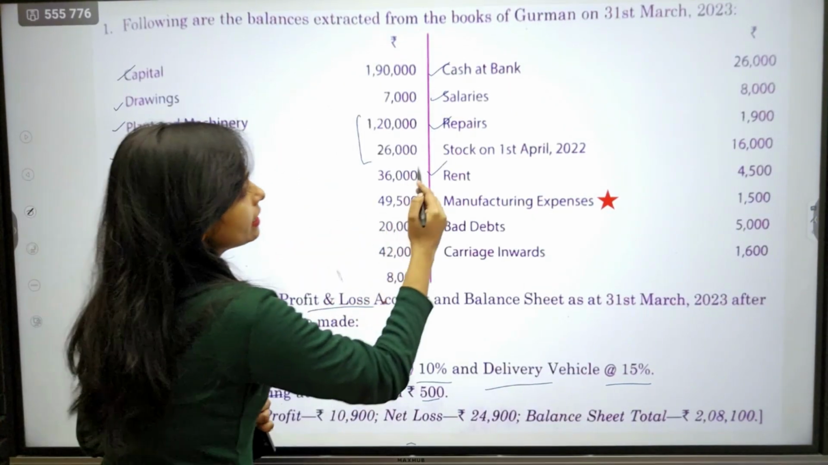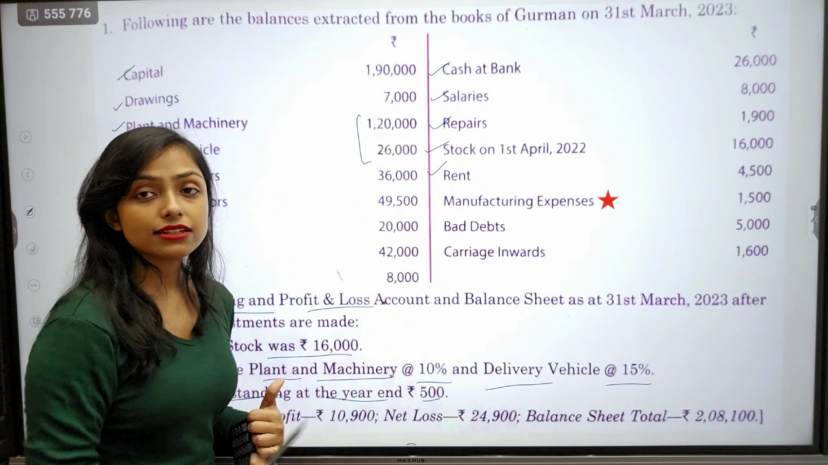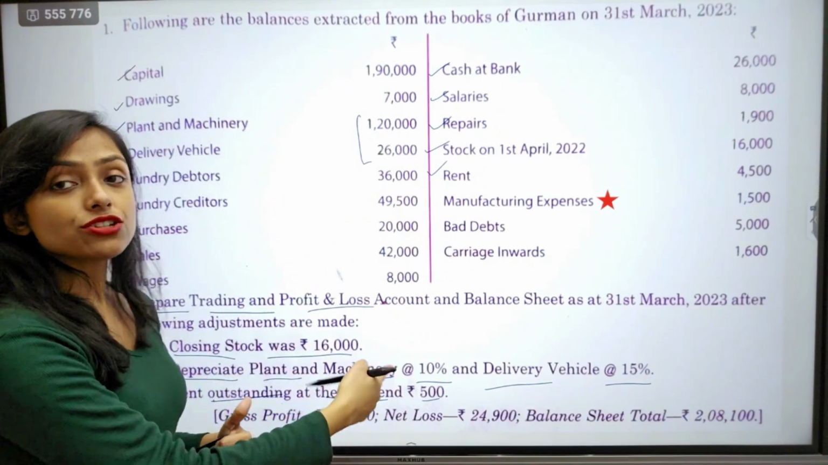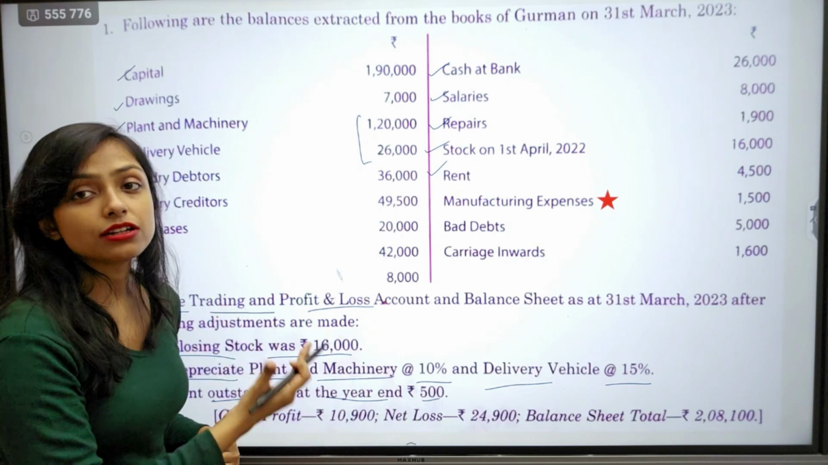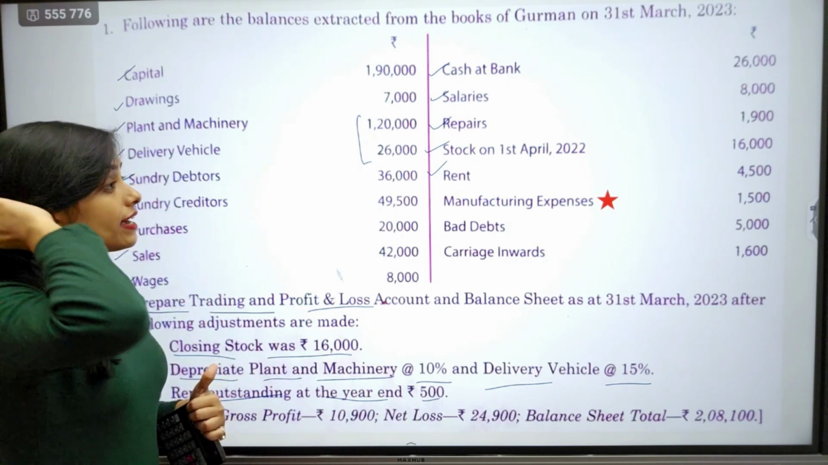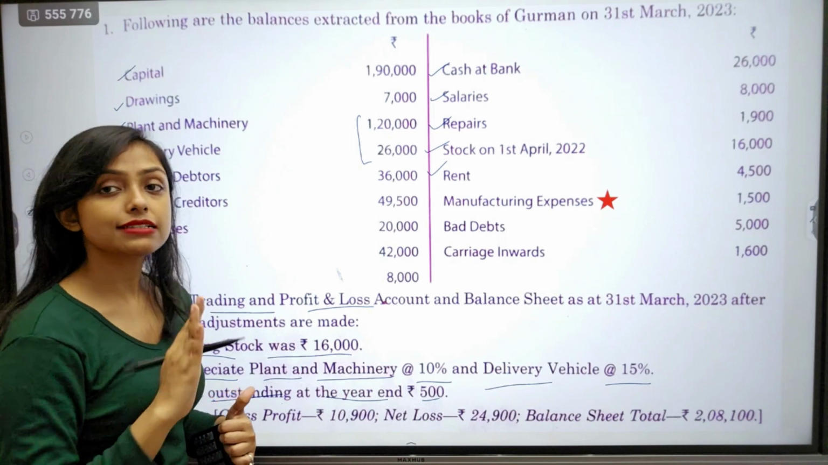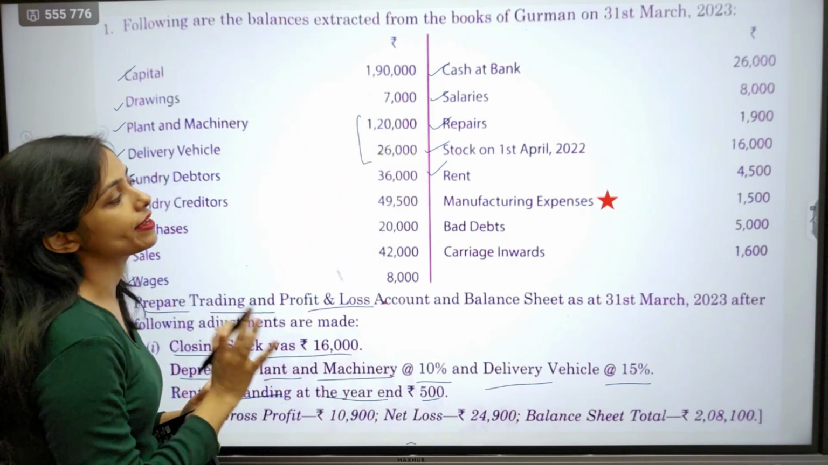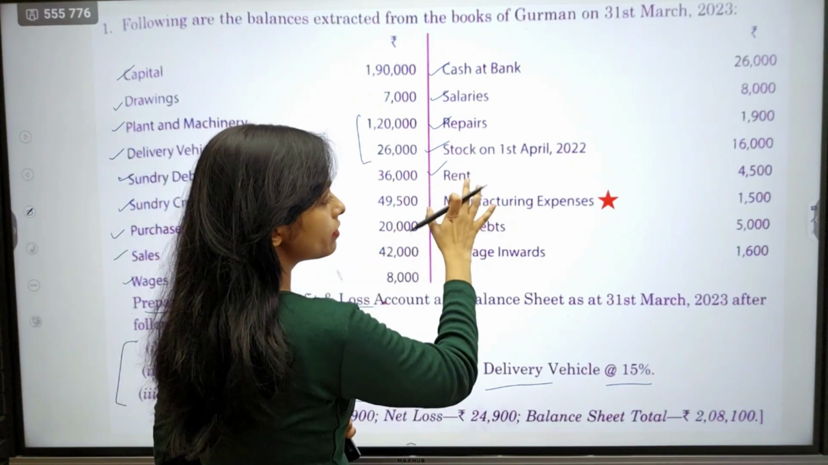Okay. Then, because salaries is what? Salaries is something that we give to our office staff. Hence, we write it in the PL account. Wages is something we give to our factory people, the laborers. So, that is why it comes in the trading account. It is directly affecting our production. Salaries is not directly affecting our production. That's why. Fine. Rent we have already written.